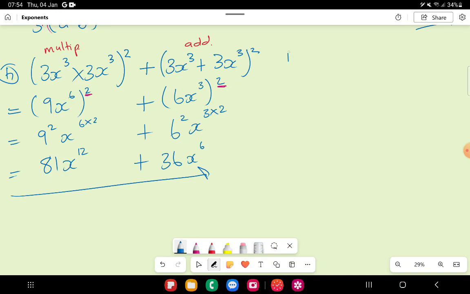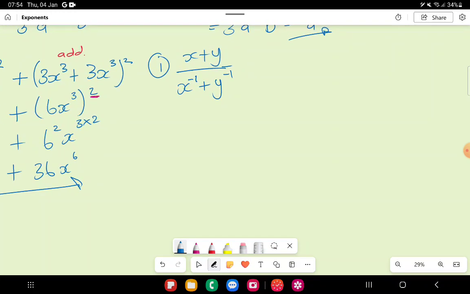And then question I is the last one in exercise 1.1. I says (x plus y) over (x^-1 plus y^-1). Now what do we do? This one is a good question, right? Because I've got negative exponents. Hang on one sec.